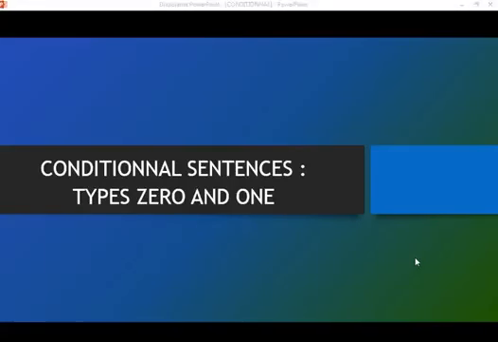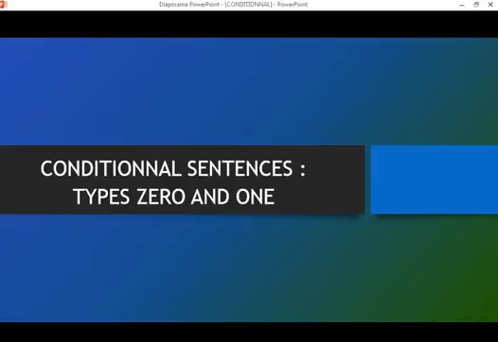And welcome everyone. In today's lesson we're going to look at conditional sentences, also called if sentences. Now, in some languages, conditional is a verb form that you conjugate, but in English, when we say conditional, we are referring to two-part sentences where one part begins with if.